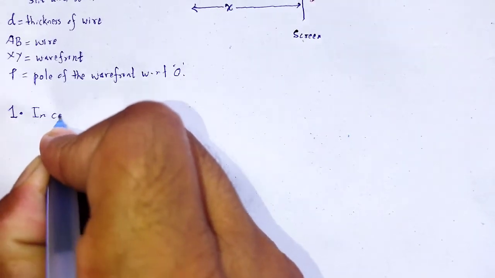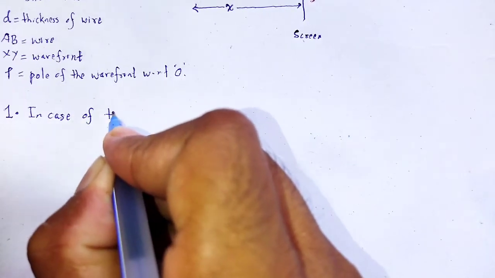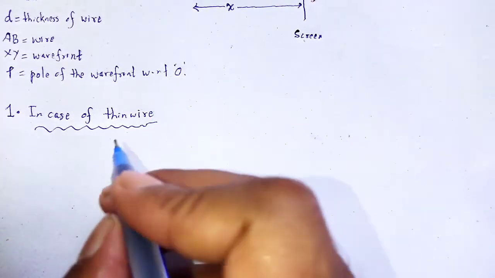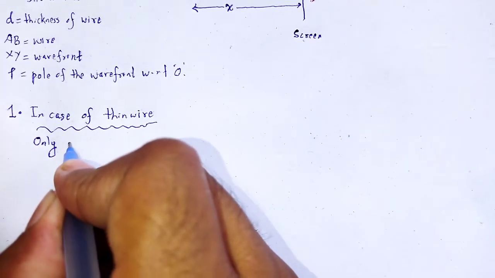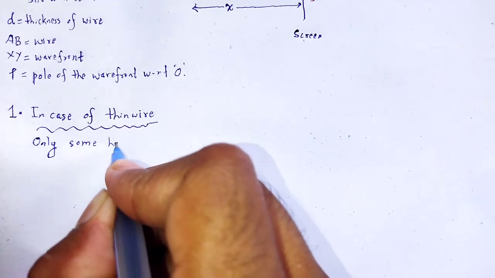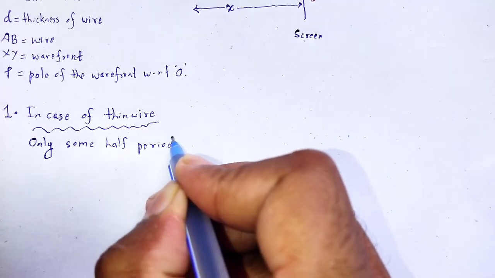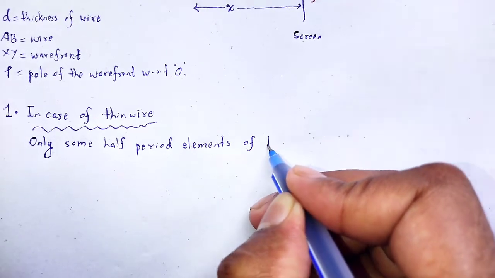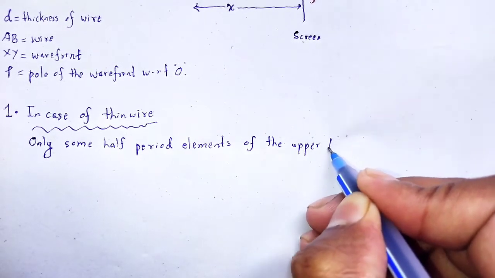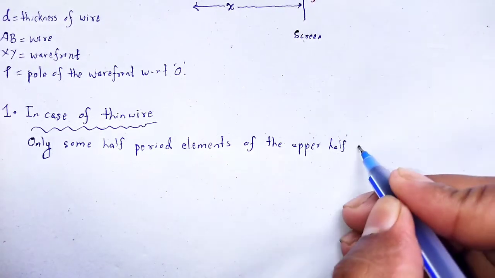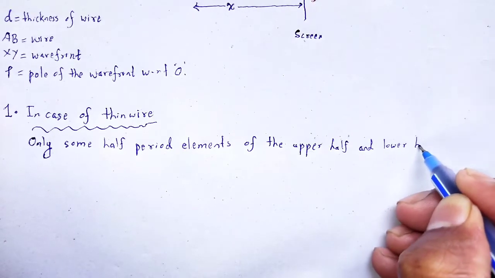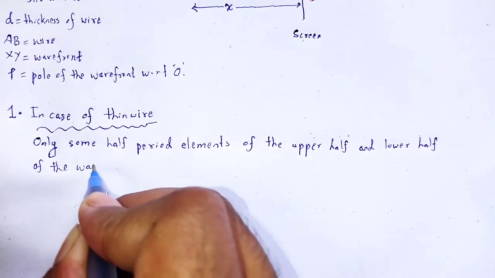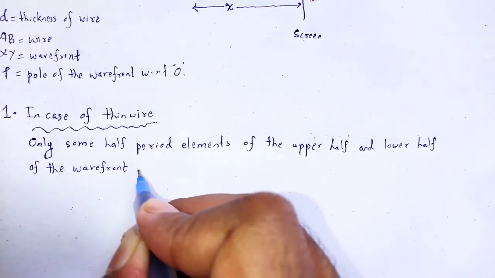In case of thin wire, only some half period elements of the upper half and lower half of the wave front are obstructed.